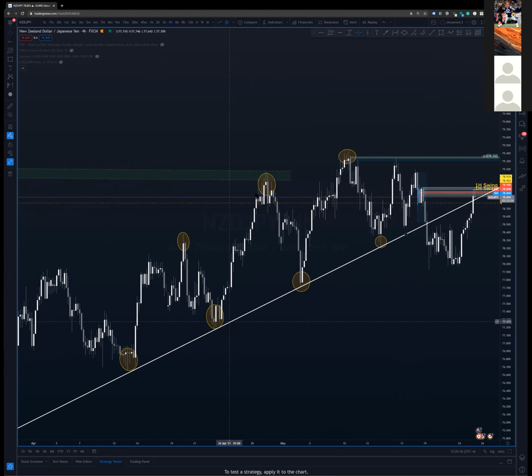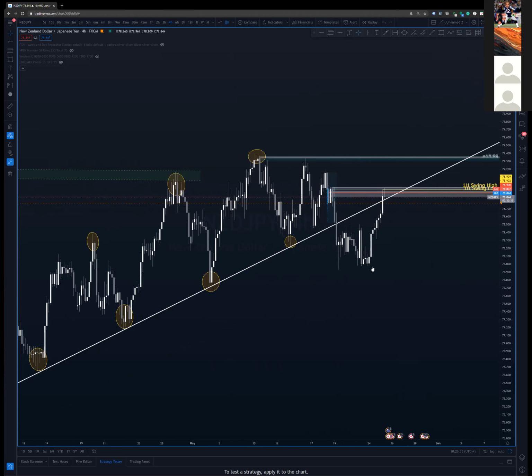Low, high, low, high, low, high, low. Couldn't make a higher high. We broke structure. That's the same reason why we just took that move just now, but on the 5 minute. But this is the 4 hour.